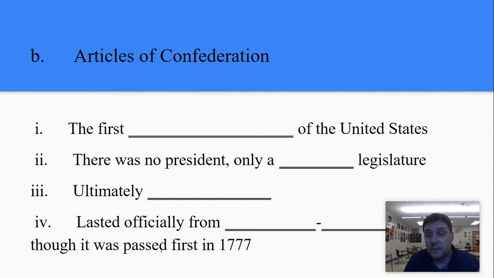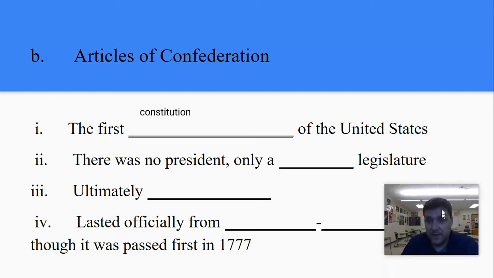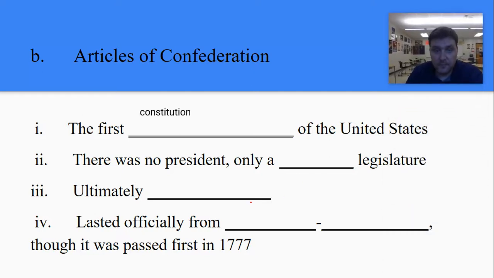we were not a united country officially until this was passed. The Articles of Confederation were the first constitution that we had in the United States. We've only had two. This was the first one. There was no president. There was no Supreme Court. There was only a legislature, a Congress, and it was very weak.